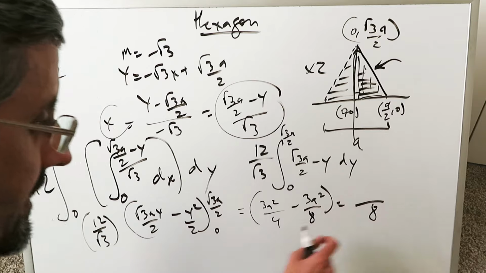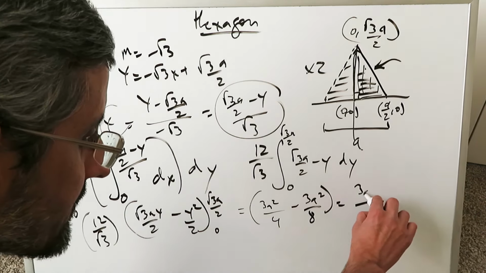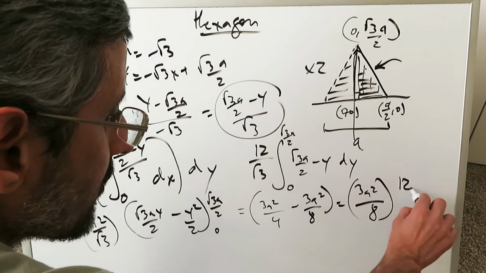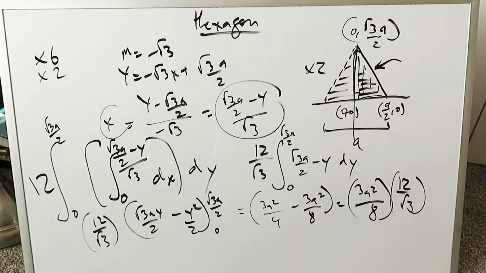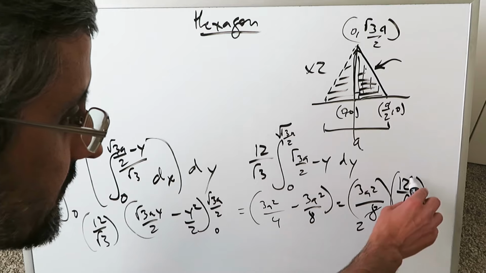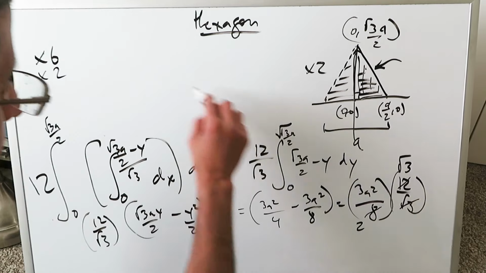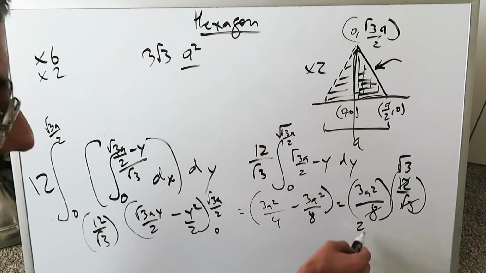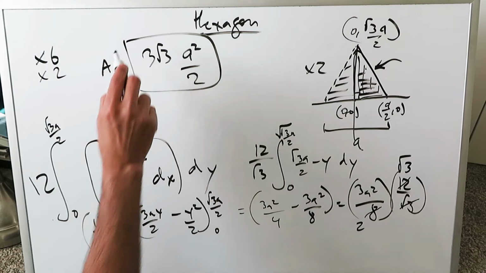Common denominator is an 8. 4 goes in 8 2 times. 6a squared minus 3a squared is 3a squared over 8. Multiplying by this 12 over root 3. All you have to do is simplify that, and you'll have your area of your regular hexagon. Simplify it. 4 goes in 8 2 times. 4 goes in 12 3 times. Root 3 goes in here root 3 times. 3 root 3 a squared over 2. That right here represents the area of a regular hexagon, and we've done it.